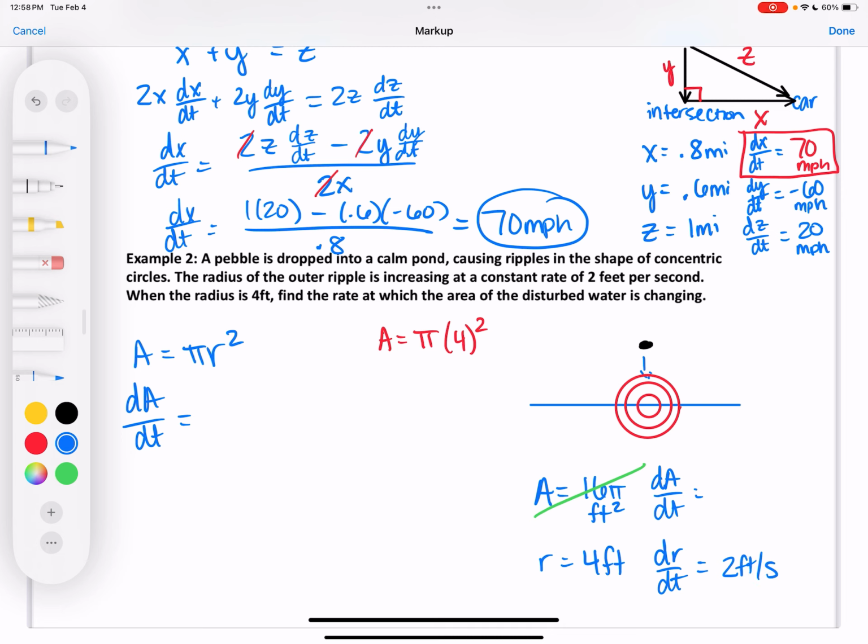Then dA/dt is what I'm trying to find, which is nice. This one's already going to be solved out. What's the derivative of this side? 2 pi r dr/dt. Yep, 2 pi r dr/dt. Now I just plug everything in. dA/dt equals 2 pi times 4 times 2, which is 16 pi feet squared per second.